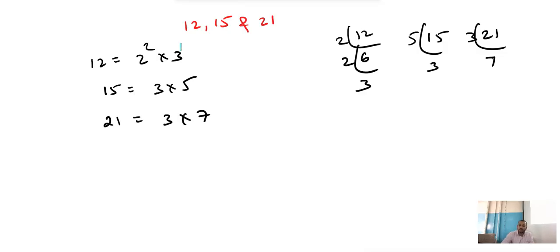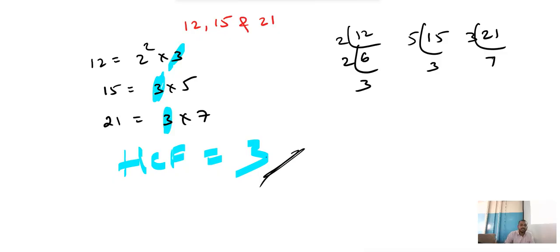Now what is common in all of them? 3. So HCF is 3. Here we have 2, nowhere else we have 2. Here we have 5, nowhere else we have 5. Here we have 7, nowhere else we have 7. So we have to stop. So what is the HCF? HCF is 3.